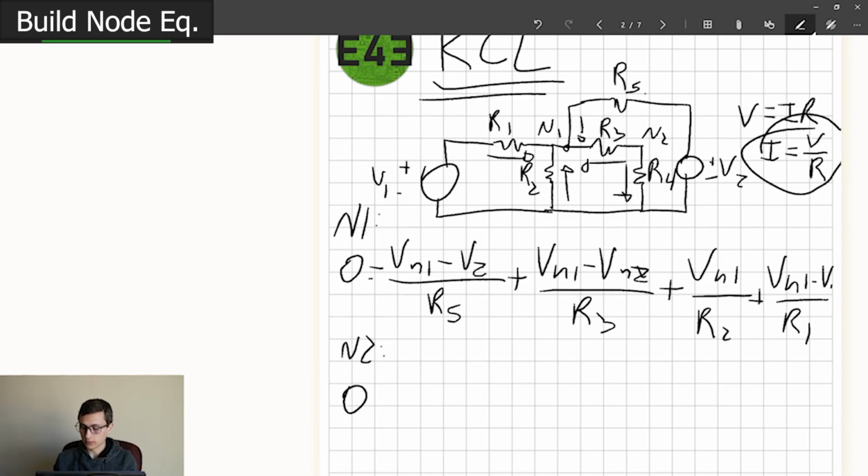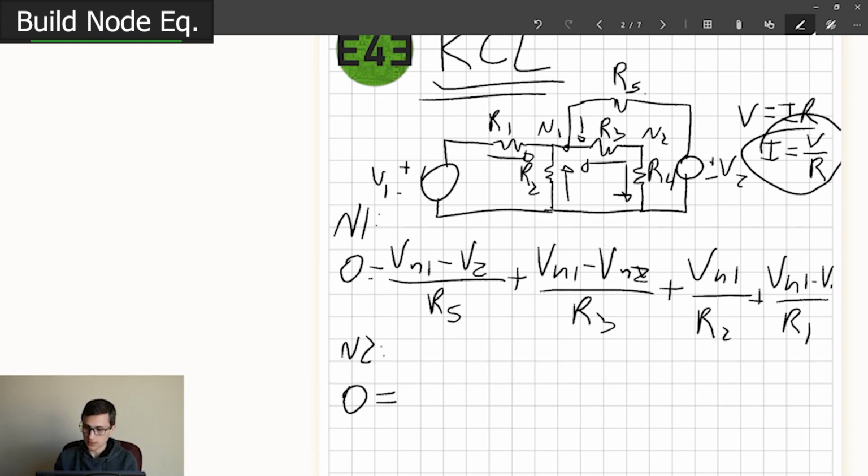We're basically doing the same thing, right? We've already got a current direction decided for R3. So we're going to basically build this next equation the same way so that all the currents are flowing in or out appropriately so we can sum them. 0 equals, and then when it was the head of the arrow, we were putting that first.